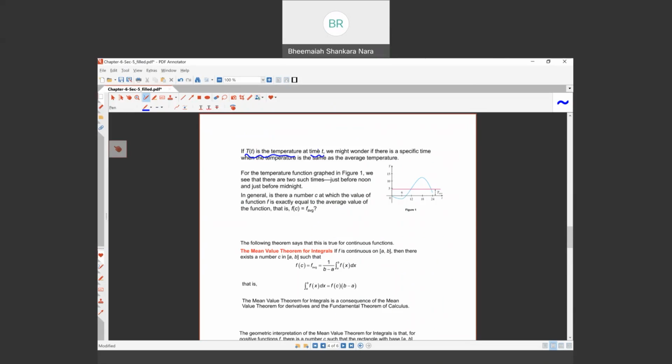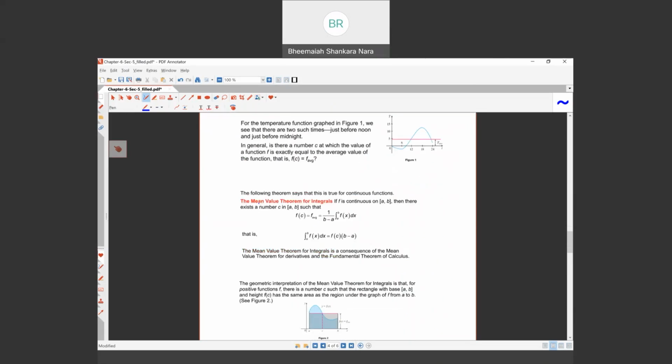So here is the mean value theorem for integrals. If f is a continuous function on any interval [a, b], then there always exists a number c in the same interval [a, b] such that the value of the function f at c equals f average. We already found a formula for f average from the top, so plug in the formula. f average is 1 divided by b minus a times the integral from a to b of f of x dx.